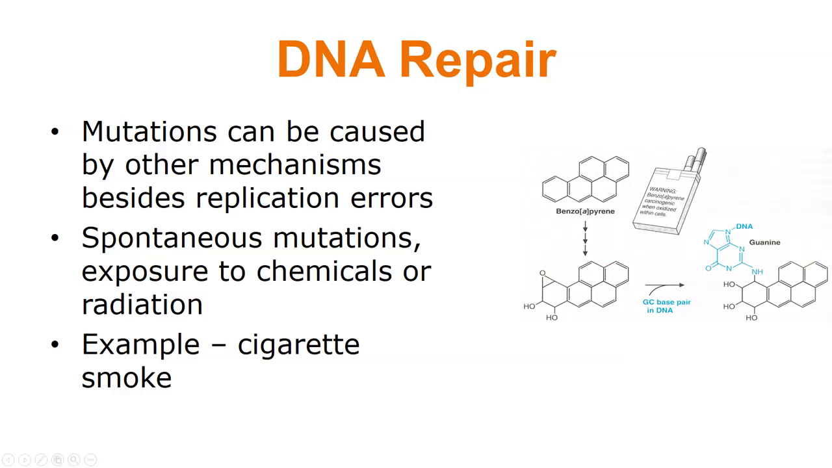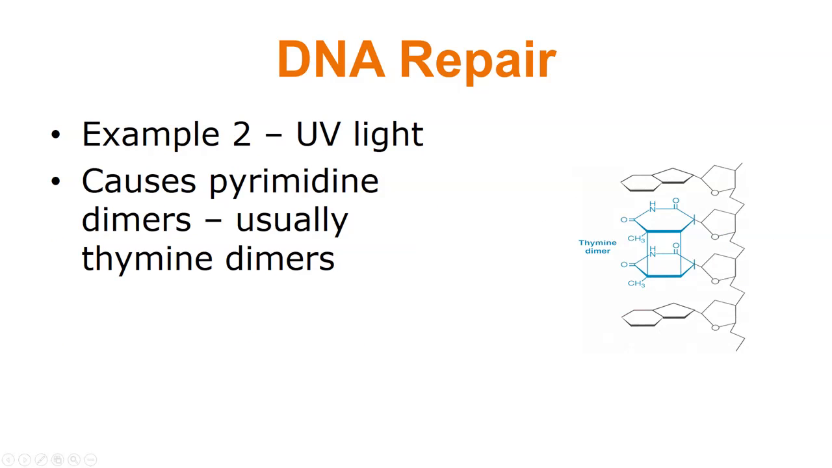You can have exposure to certain chemicals, and one example I've given you here is benzo[a]pyrene in cigarette smoke. And there are other things in cigarette smoke that can cause mutations. Not just cigarette smoke. Cigarette smoke happens to be the nastiest one, but any smoke is going to contain some types of carcinogens that cause mutations. Exposure to radiation can also mutate nucleic acids.